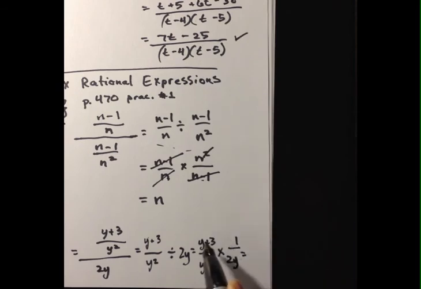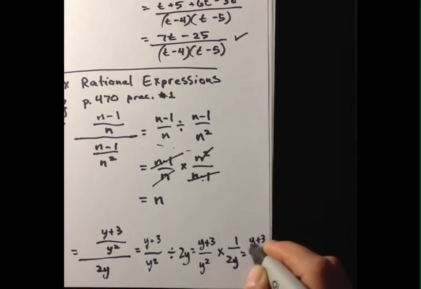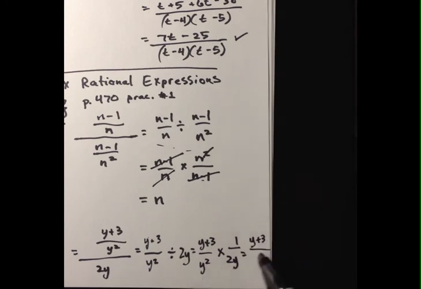And now I can multiply the numerators. That gives me a y plus 3 up here. And I can multiply my denominators. Remember, when you're multiplying, you don't have to be in terms of least common denominator. You're multiplying the denominators, so we'd have 2y cubed.